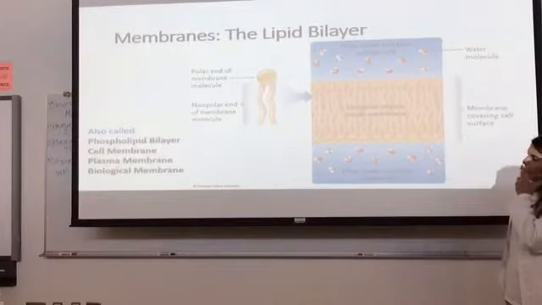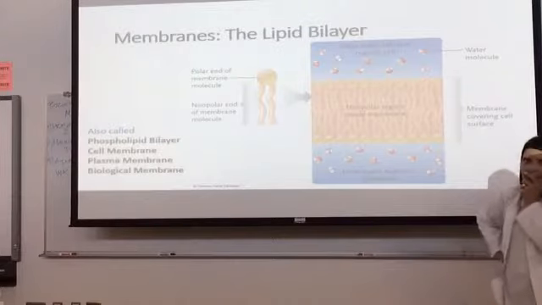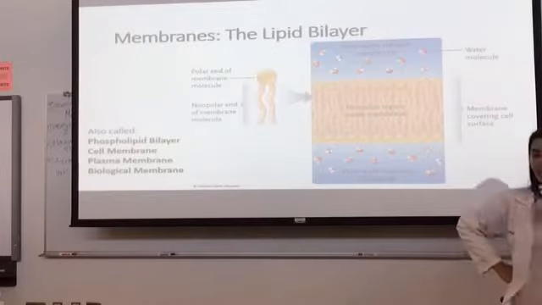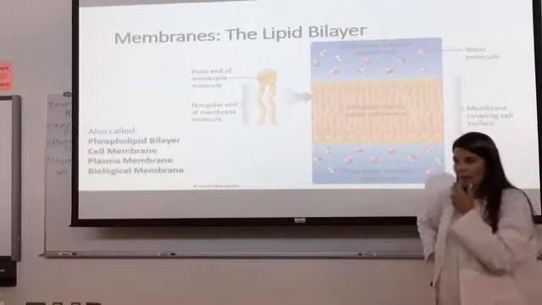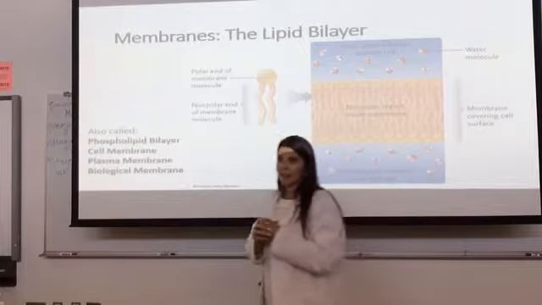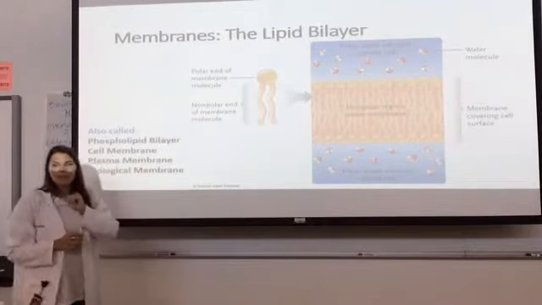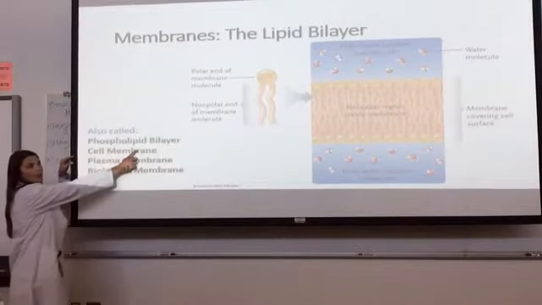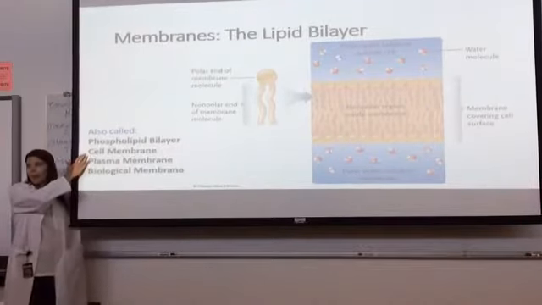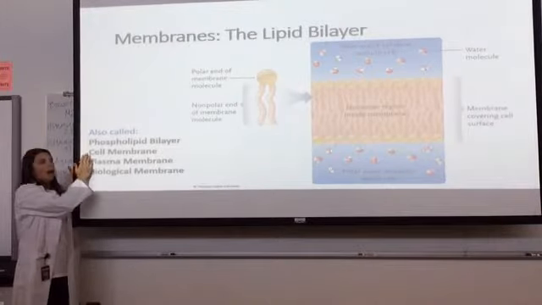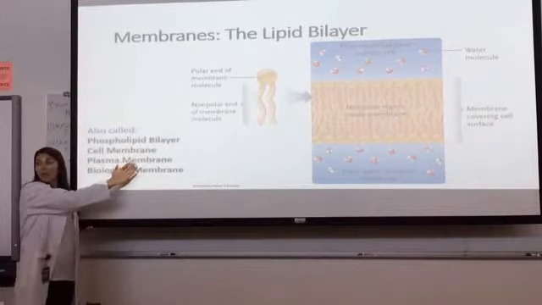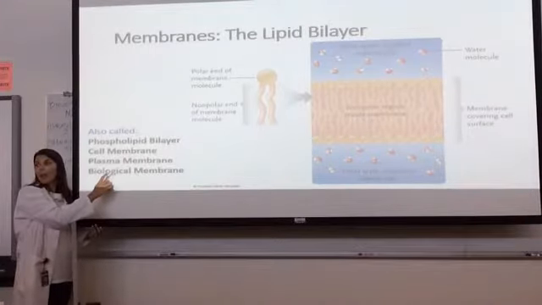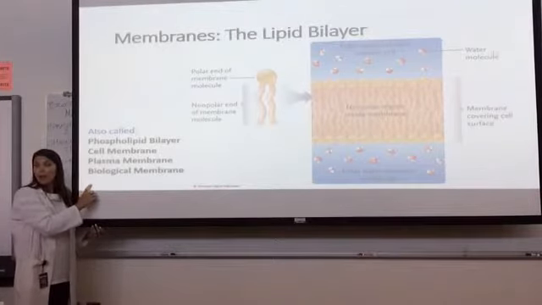Bilayer. What does that mean? 2 layers. Bi means 2 and then a layer. So I have a lipid bilayer. Interpret what that is. 2 layers of fat. This lipid bilayer is also referred to as a phospholipid bilayer, which may also be called a cell membrane, which could also be referred to as a plasma membrane and may even be referenced as a biological membrane.